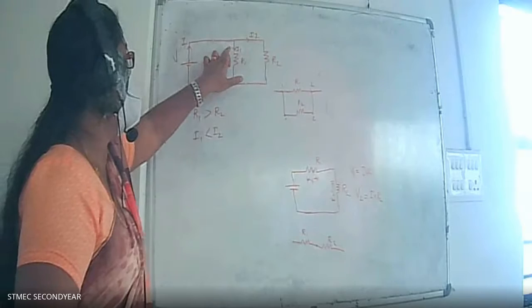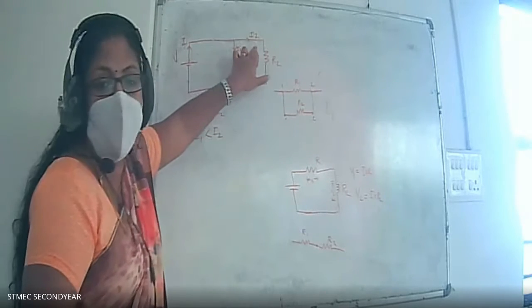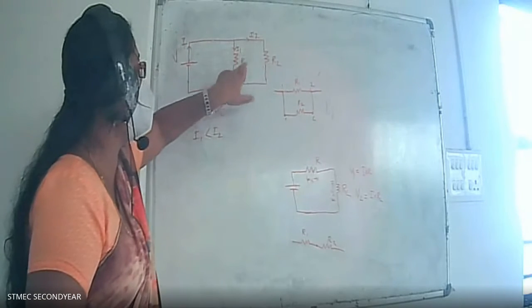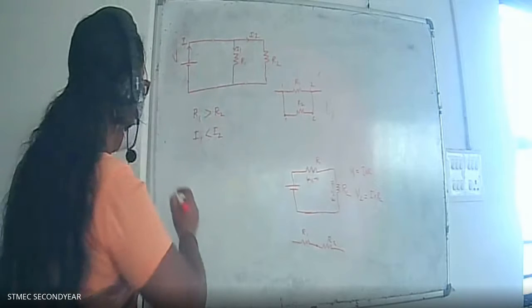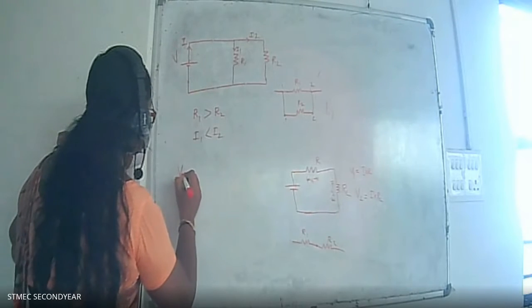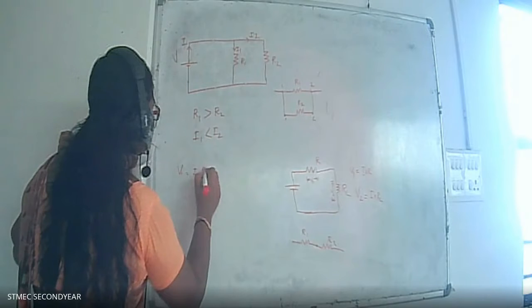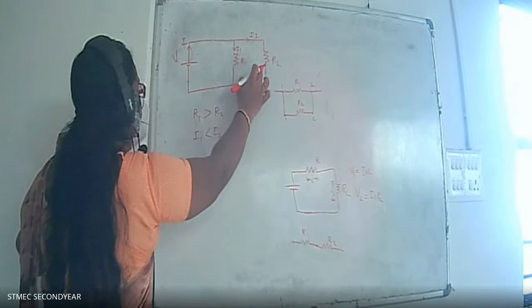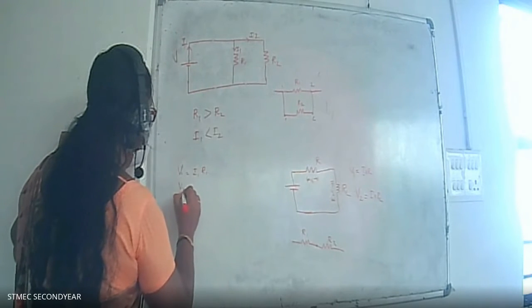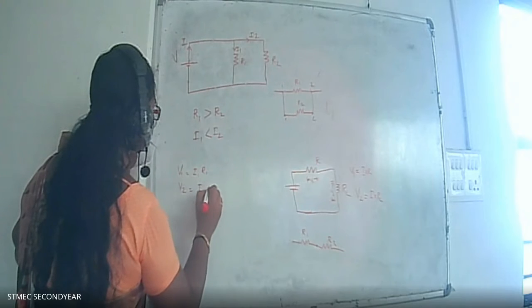See, you have the current I1 and you have the current I2. So what is the voltage drop across this R1? The voltage drop across R1, V1, is equal to I1 into R1. Similarly, what is the voltage drop across R2? V2 is equal to I2 into R2.